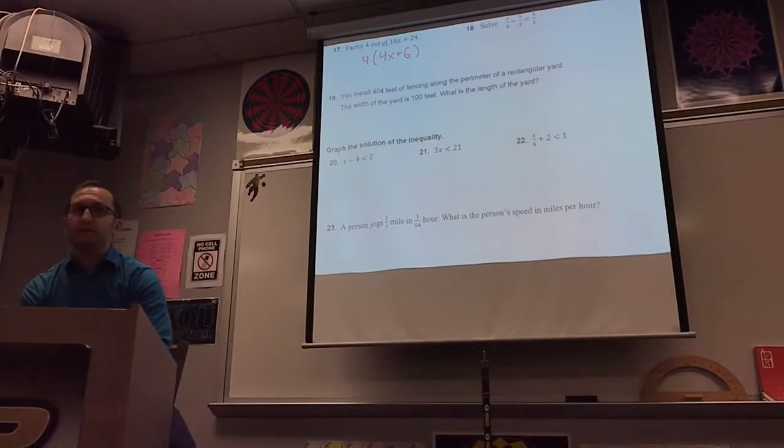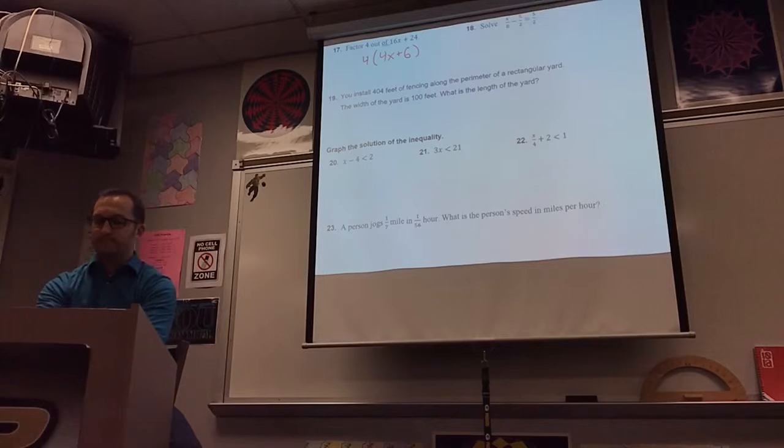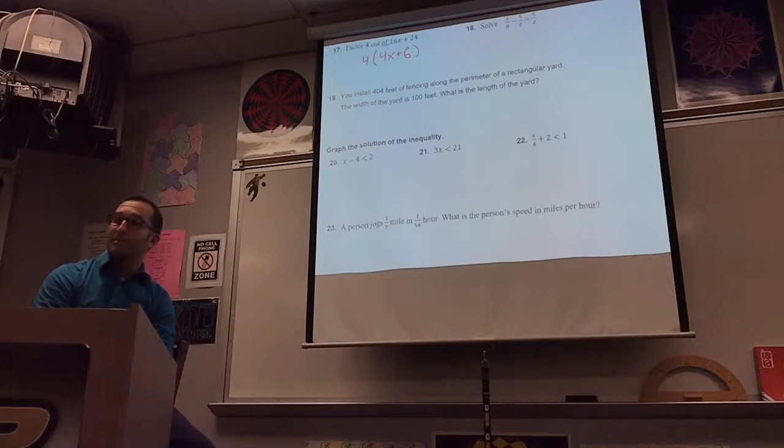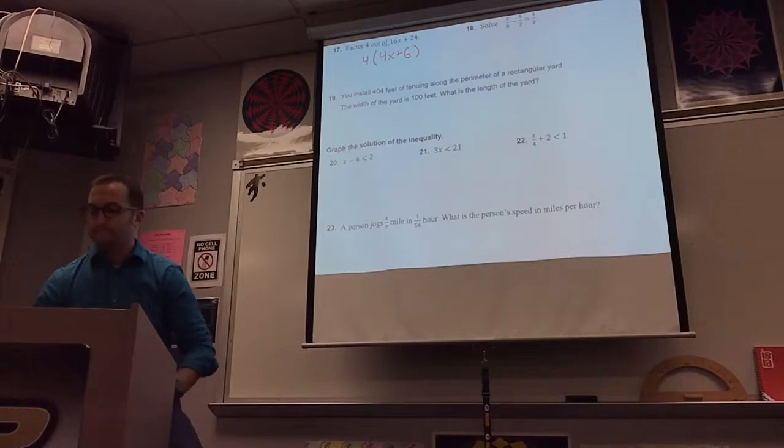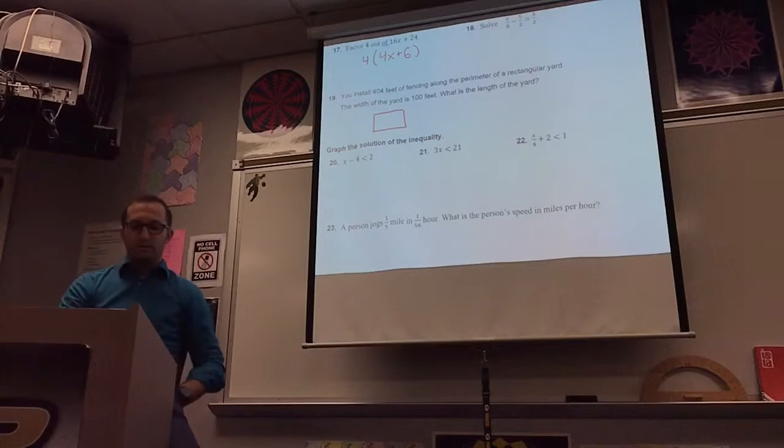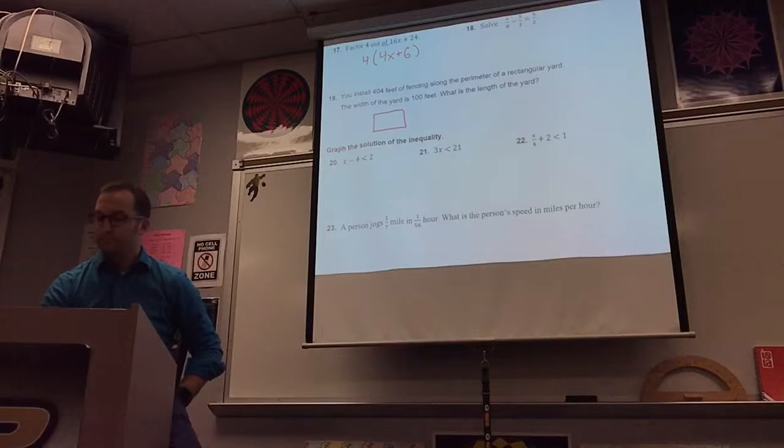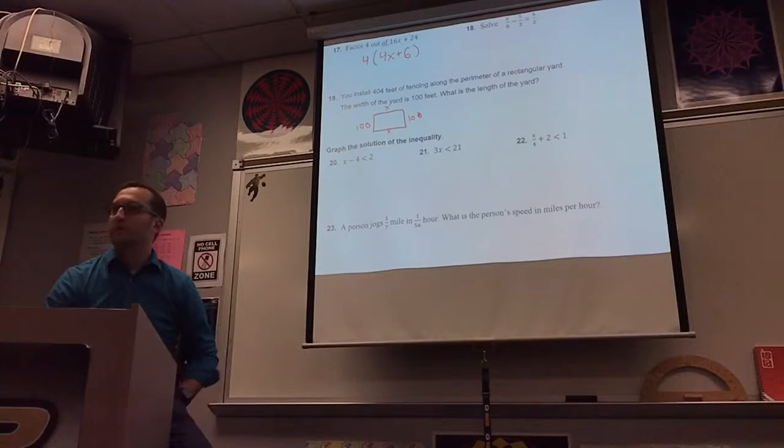I believe that you can do 18 on your own. Okay? And I believe that if you draw a picture for number 19, you'll be good. Let's draw the picture together. You install 404 feet of fencing along the perimeter of a rectangular yard. What shape should I draw? Good. The width of the yard is 100 feet. So what should I do? Put 100 feet on the width. What's the total length around it going to be? 404. So x and x. And I believe that you guys can solve this one the rest of your way.